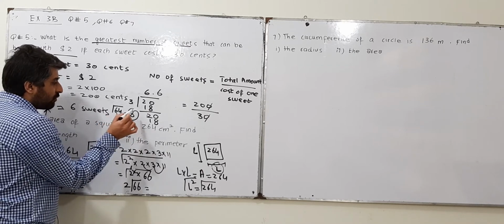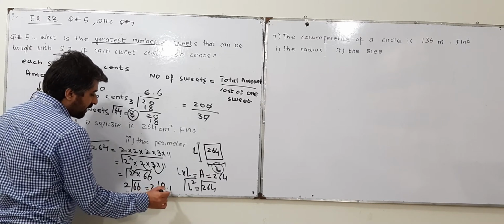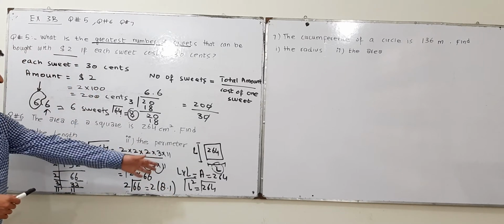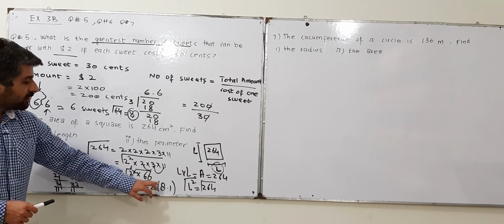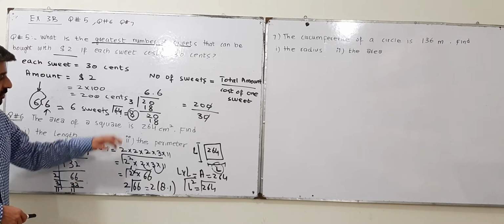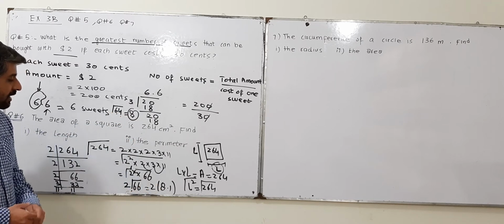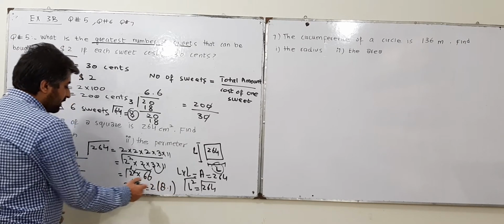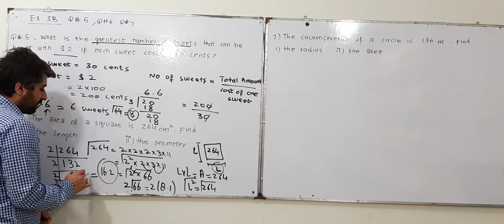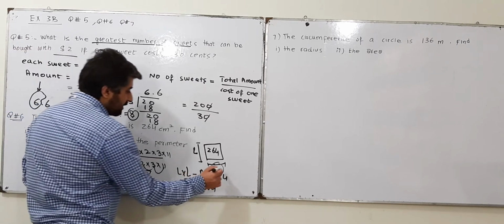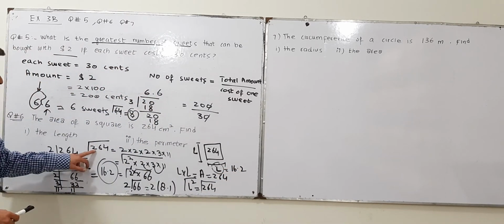So if the square root of 64 is 8, then the square root of 66 will be approximately 8.1, a bit on the higher side. So 2 times the square root of 66 can be written as 2 times 8.1, because the square root of 64 is 8 and the square root of 66 is 8.1, and that will give you 8.1 times 2, so the length will be 16.2. This is the length of the square. This length is 16.2, by taking the square root of 264.